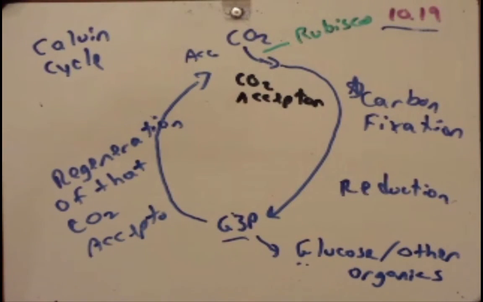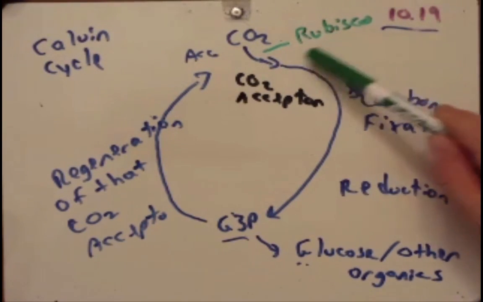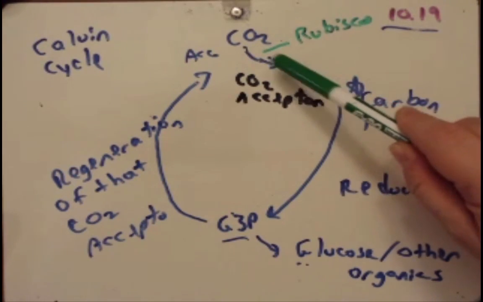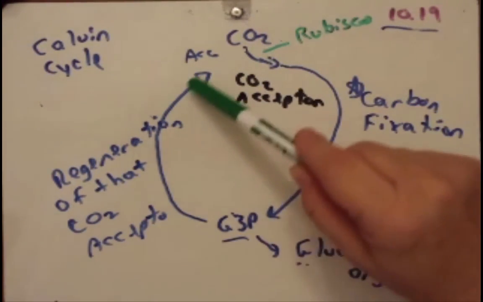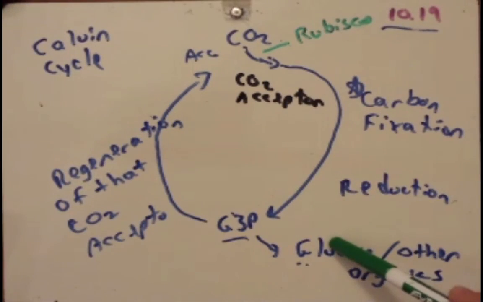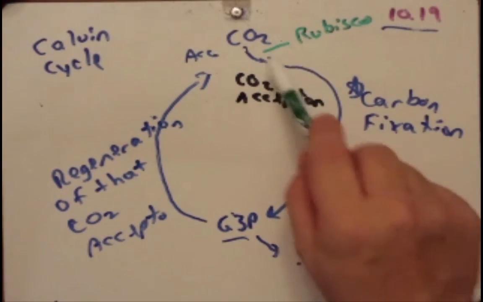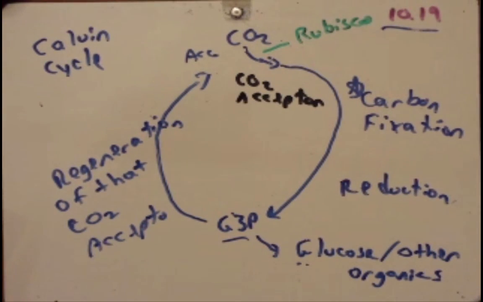Rubisco is the most abundant enzyme on the entire planet, and it plays this very, very important role in helping bring in this carbon dioxide molecule, this first carbon, so that this cycle can occur to generate large molecules of glucoses or structures containing glucoses and maintain this cycle going forward. So rubisco, most abundant enzyme in the world, plays a role in catalyzing this carbon dioxide entering into the cycle by binding to this carbon dioxide acceptor.